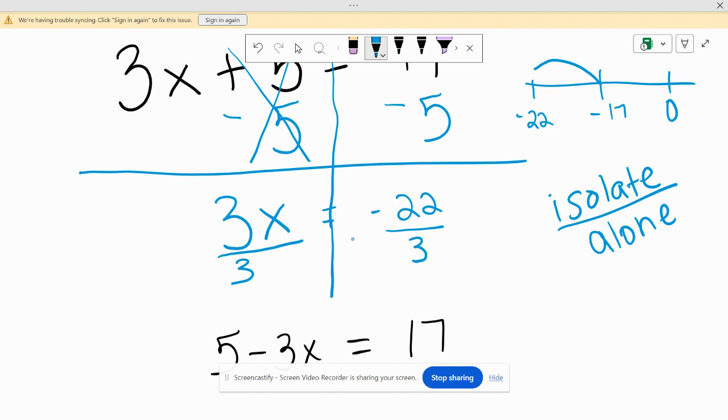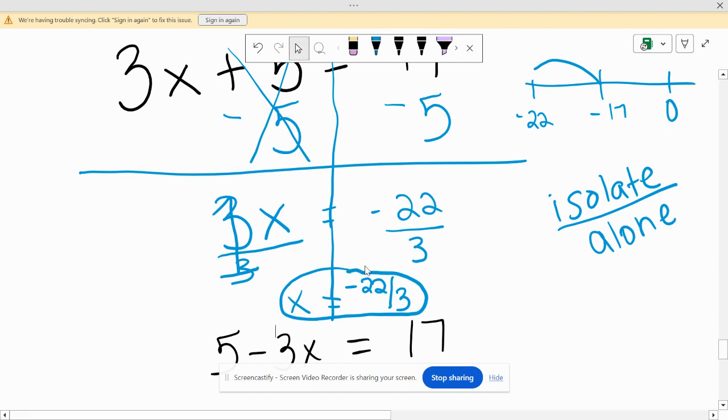So over here, when we have 3x divided by 3, our 3 divided by 3 simplifies to 1. So we're just left with 1x, which is the same as x. And then over here, -22 divided by 3, since that doesn't divide evenly, we could leave that as an improper fraction. So we're just going to leave our answer as -22 thirds. And that is our answer.